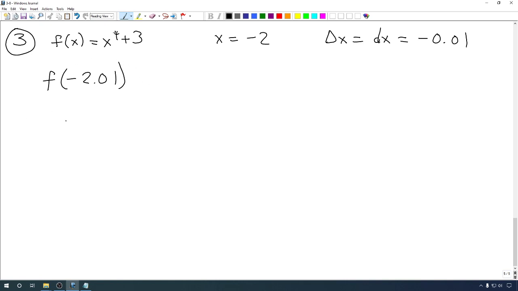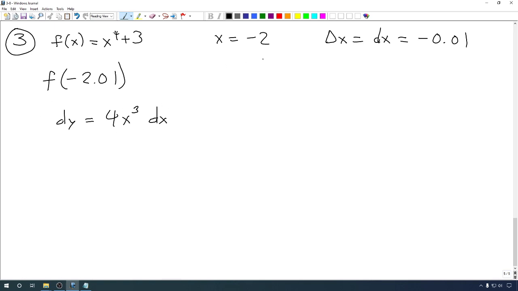So, first we need to find the differential. Remember, the differential, we take dy is equal to the derivative. What is the derivative of x to the fourth plus 3? It's 4x cubed, and then plus 0. The 3 goes away. And this derivative, we're then going to multiply by dx. This is our differential.